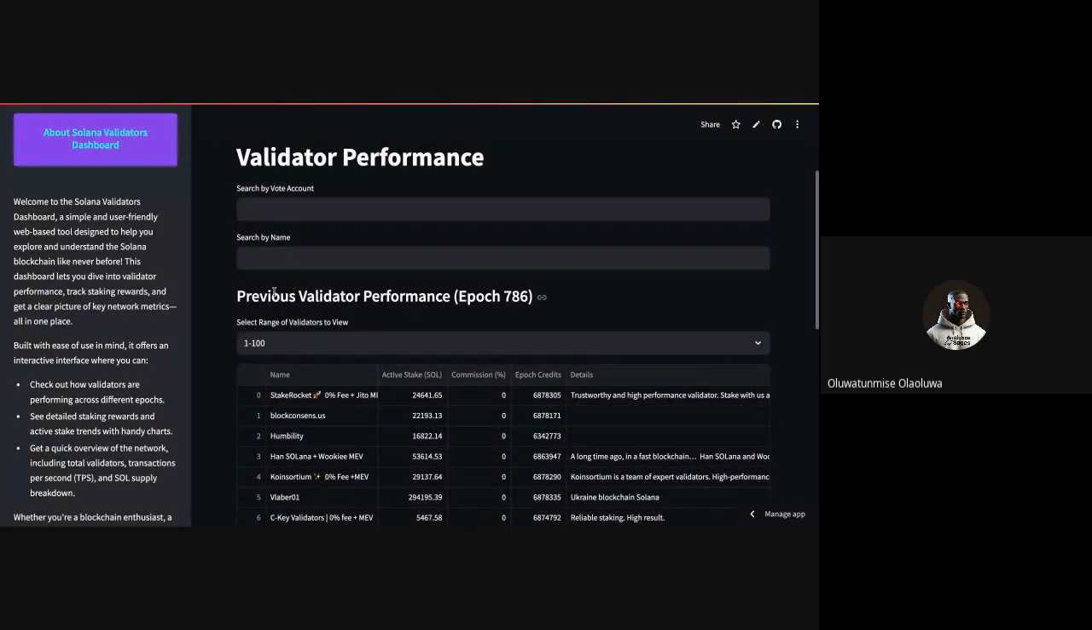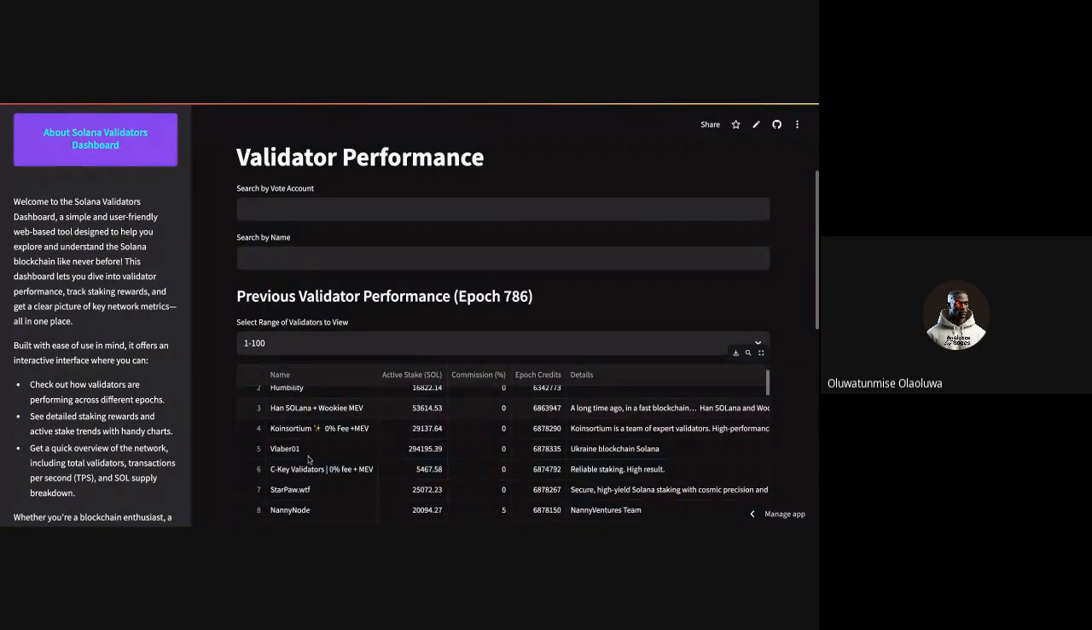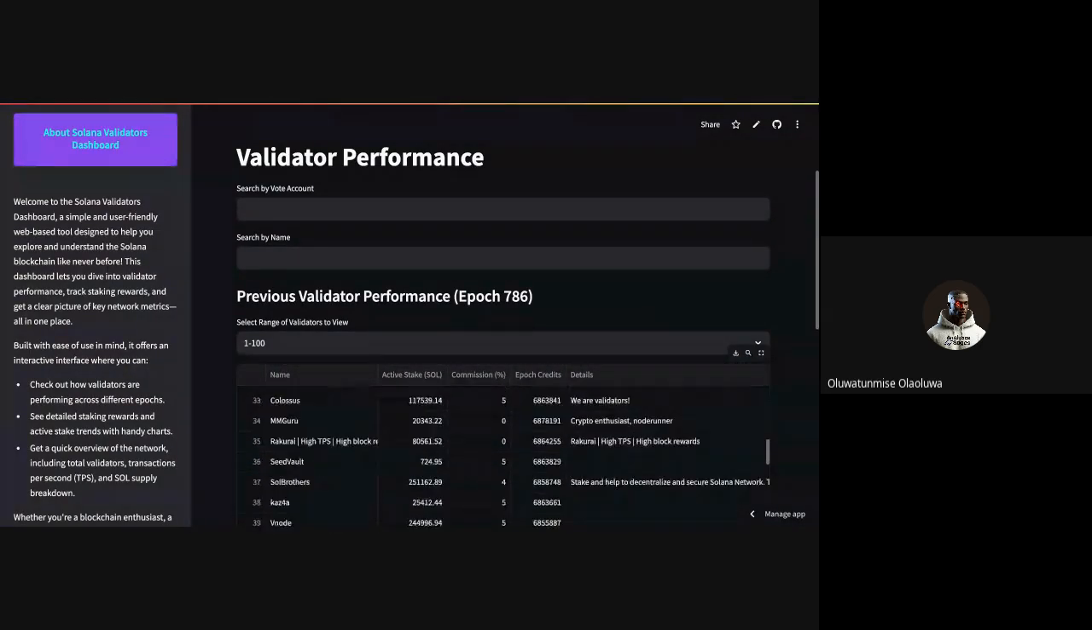So here tracks the previous validators epoch. So this is the last concluded epoch. Why I track the last concluded epoch is because the current, the ongoing epoch, you won't be able to get the data because it's still ongoing, right? So I had to track the just concluded, the most recent concluded epoch, okay, and up to date. So this is the active stake, and these are the names of the validators.